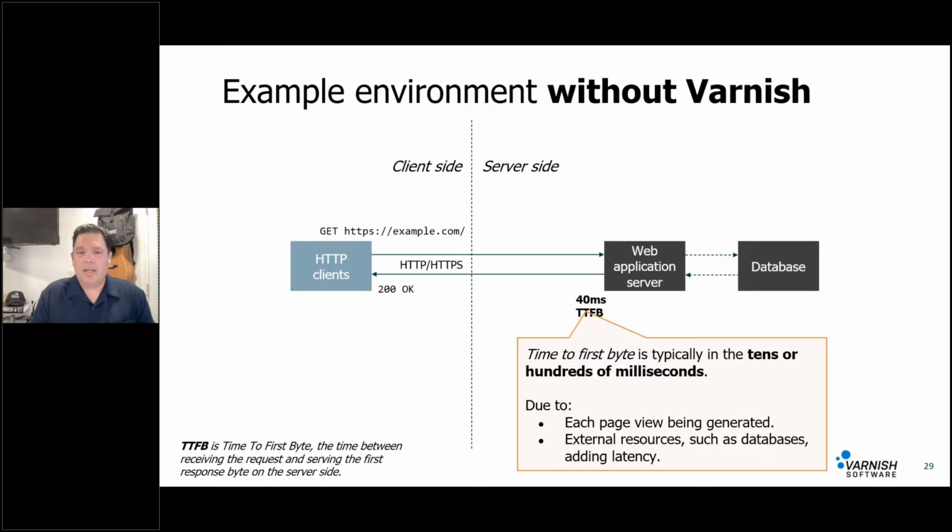we'll actually look at an example without Varnish. And you see on the left side there the clients, HTTP, HTTPS. On the right side, you see the web application server and then the database. This is a very, very simplified view of a web application workload. But I wanted to show you the impact of cache. You see it's 40 milliseconds time to first byte.